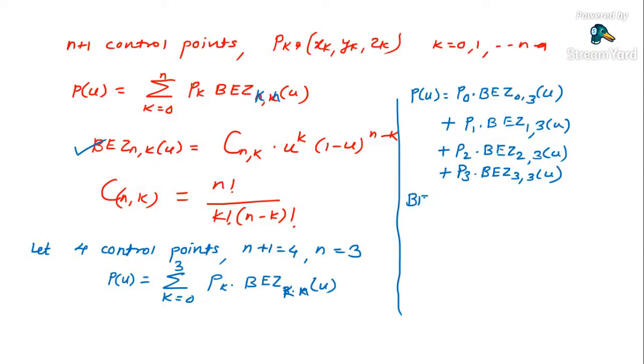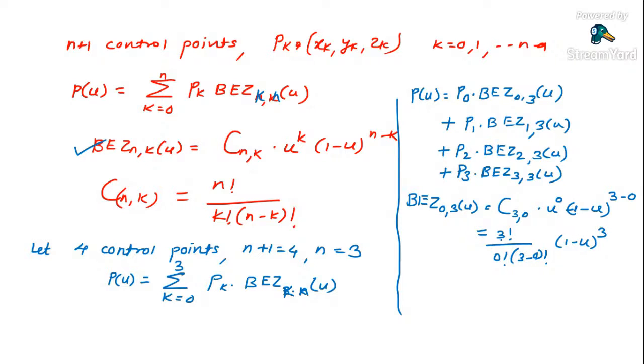So Bezier of 0 comma 3 of u. Now put k equal to 0, n equal to 3 into this equation. So C of 3 comma 0, u raised to k which is 0, into 1 minus u raised to n which is 3 minus 0. So what will be the value? 3 factorial divided by 0 factorial into 3 minus 0 factorial, and u raised to 0 is 1. So 1 minus u raised to cube. And the value of 0 factorial is equal to 1. So the final value for Bezier of 0 comma 3 is 1 minus u raised to 3.